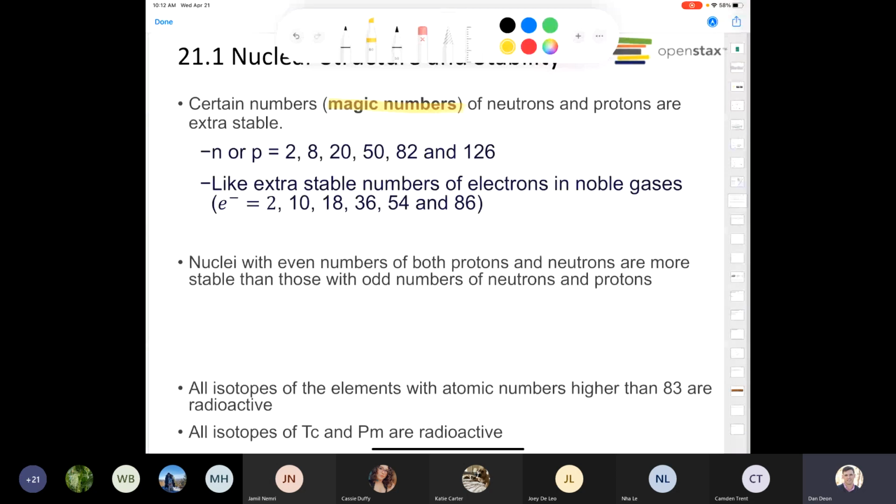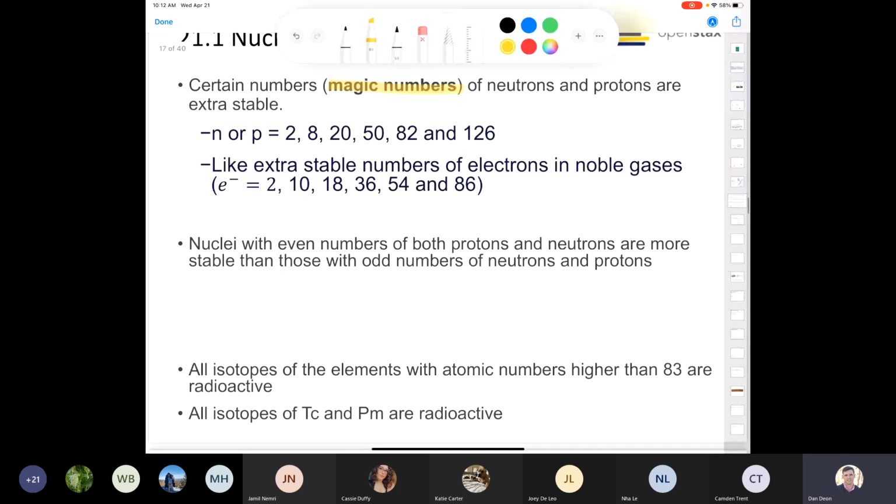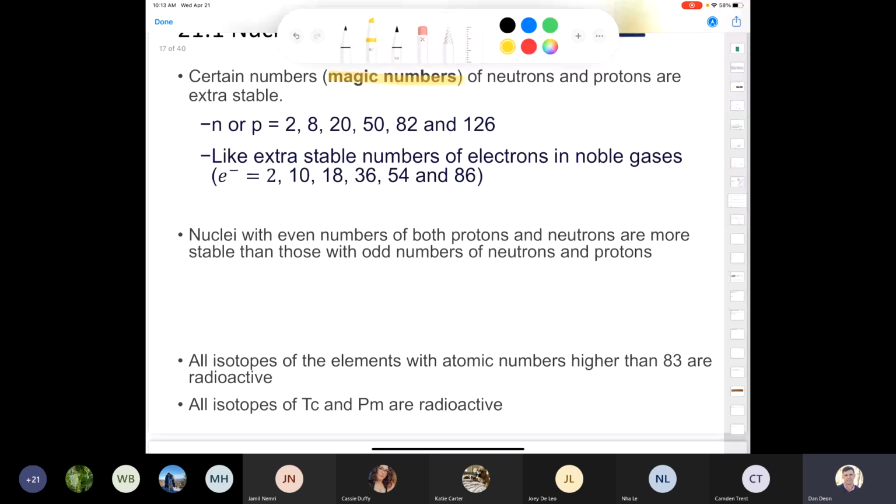Here I tried to relate it to the number of valence electrons in the noble gases. So it's kind of like that, but it's different. But it's the same concept that we use. You know, certain numbers have certain inherent stabilities in chemistry class, right? Anyhow, another one, it says that nuclei with even numbers of both protons and neutrons are generally going to be more stable than those that have odd numbers of neutrons and protons. I have this in a table that I'll show you in a couple seconds.